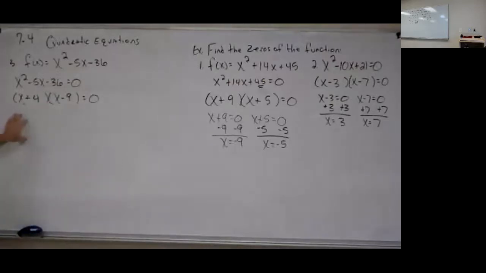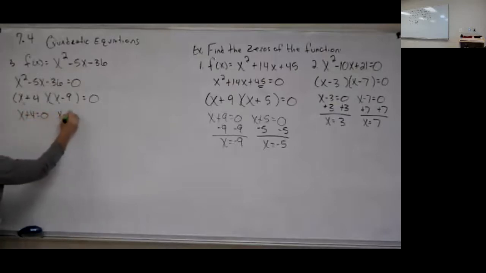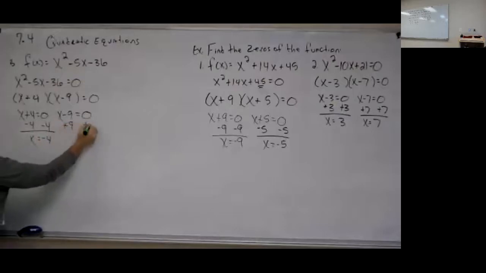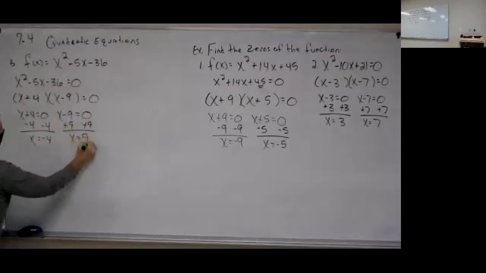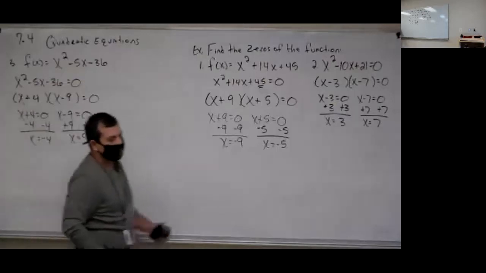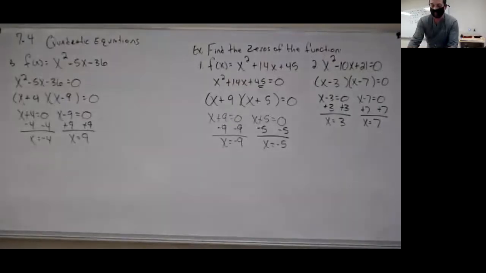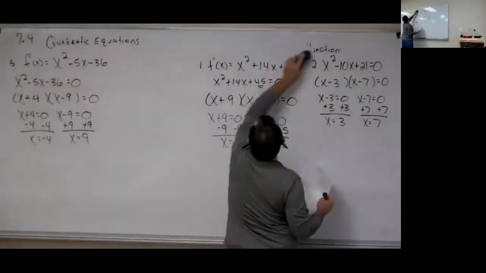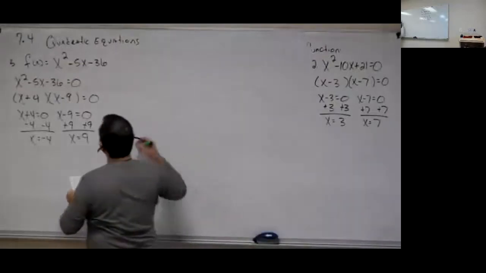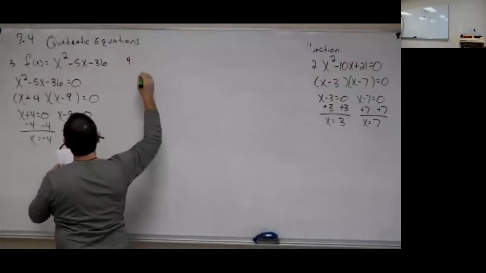All right, finish it out by setting these equal to 0 and getting our solutions. So I'm going to subtract 4 from the first one, and then add 9 to the second. Okay. All right, questions online? All right, here we go.